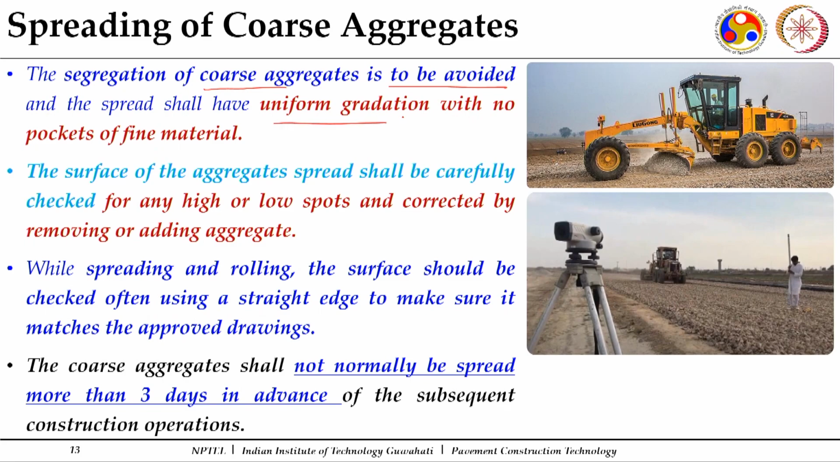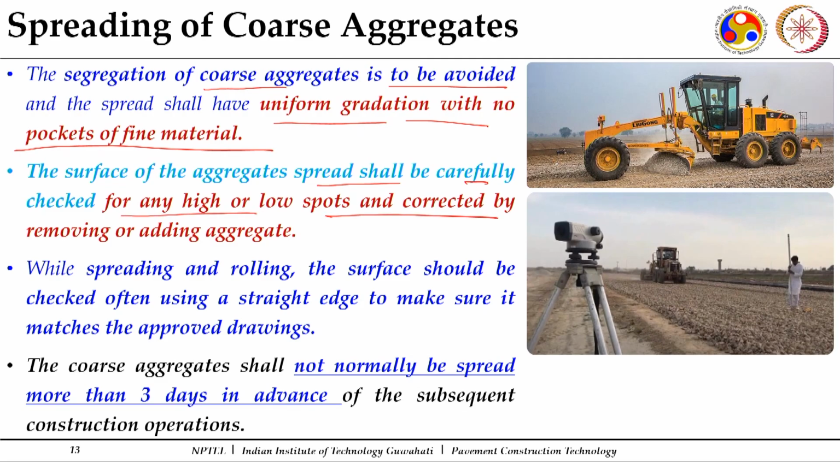Uniform gradation. The spread shall have uniform gradation with no pockets of fines. Otherwise, segregation means coarse comes at one side, fines remain at one side. This is what segregation is. They are of different sizes, and the proper blend is not present in that case. The surface of the aggregates spread shall be carefully checked for any high or low spots.